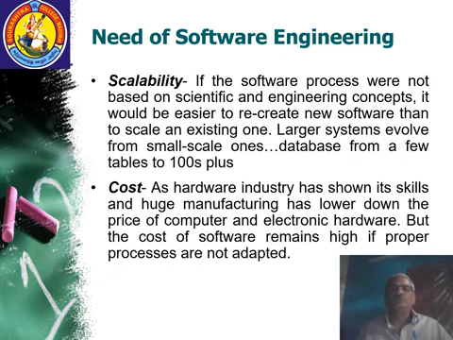Then cost. This is the major factor we consider when we develop software. The hardware industry has shown its skill, and huge manufacturing has lowered the price of computer and electronic hardware. But the cost of software remains high if proper processes are not adopted. We all know the cost of hardware is declining every day because of the mass production of hardware. But software is getting more and more complex. When we compare software and hardware costs, we need to invest more in software.